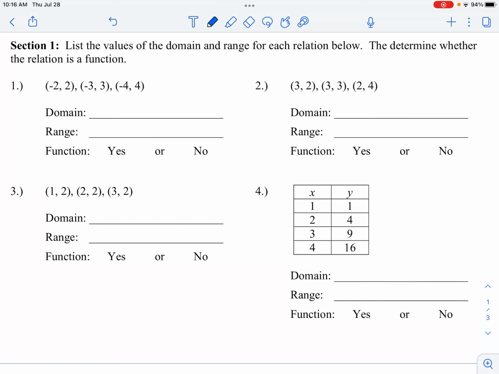Let's take a look at a few examples of relations and try to determine domain and range, and then also figure out, is this relation that special thing called a function? Okay, so here we see mostly just lists of coordinate points.